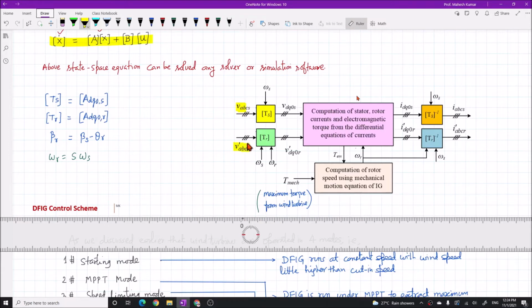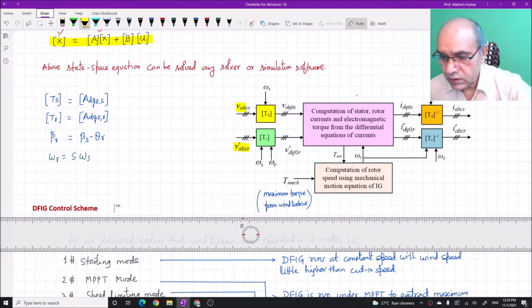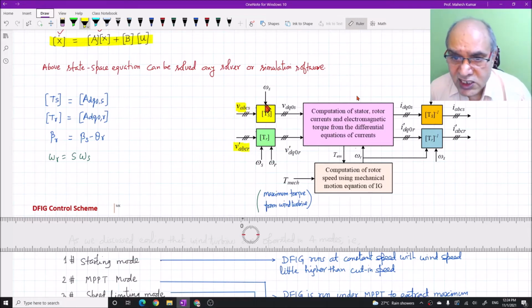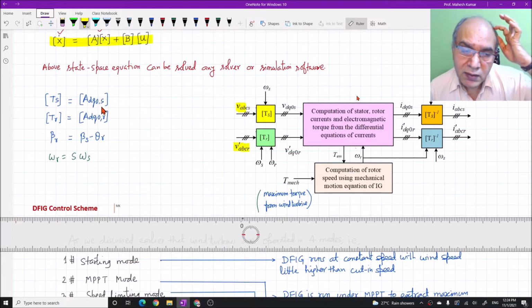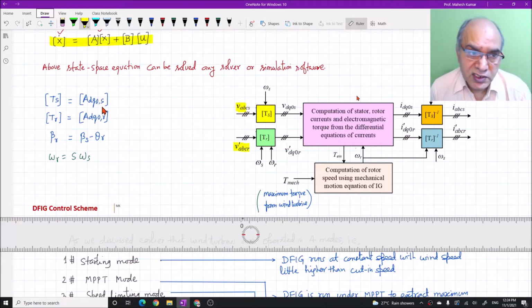Okay, so voltage on the stator side, voltage on the rotor side. These voltages are transformed into dq0 quantities with the help of transformations TS and TR. What is TS? What is TR? TS is nothing but A dq0s, which I have discussed in the previous class.